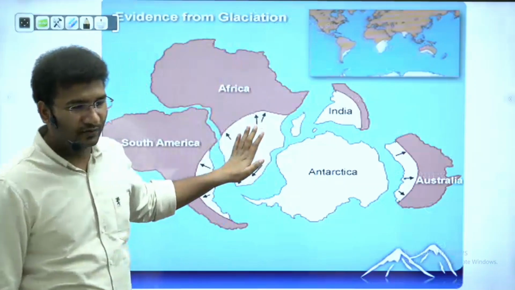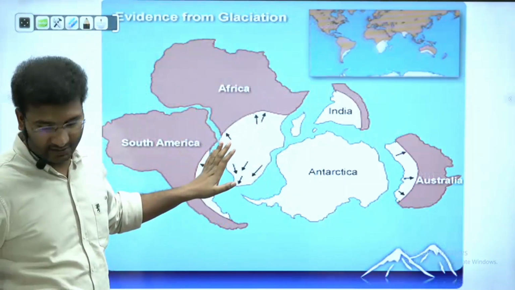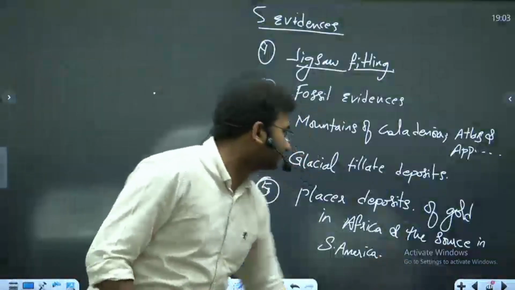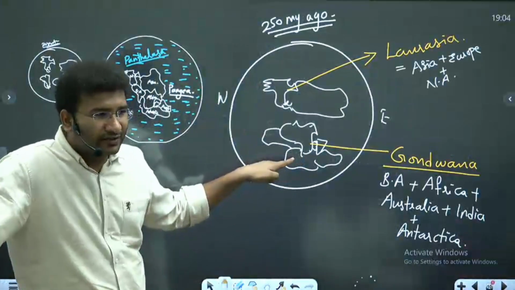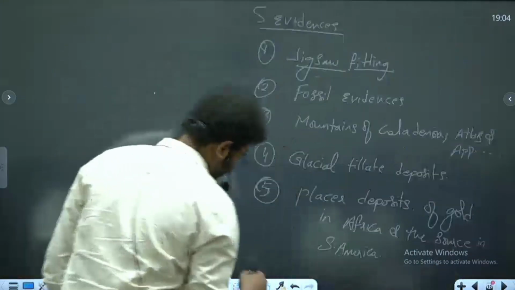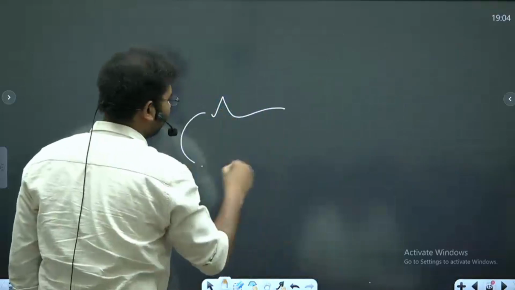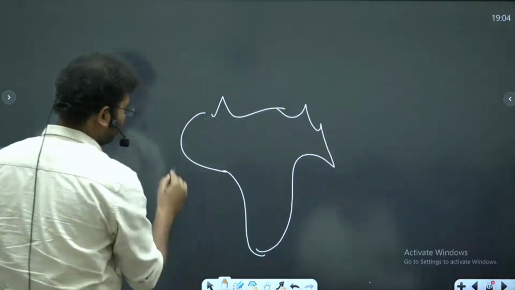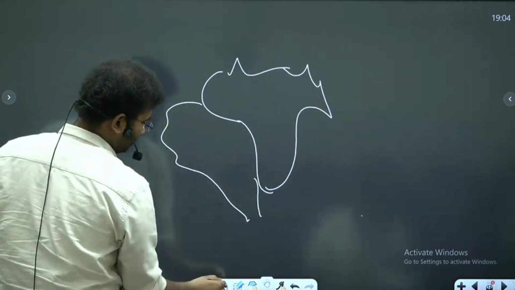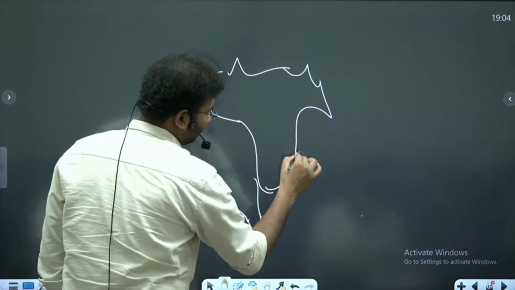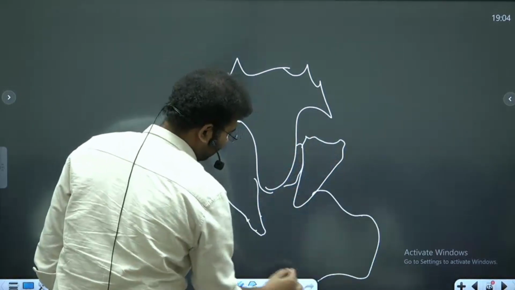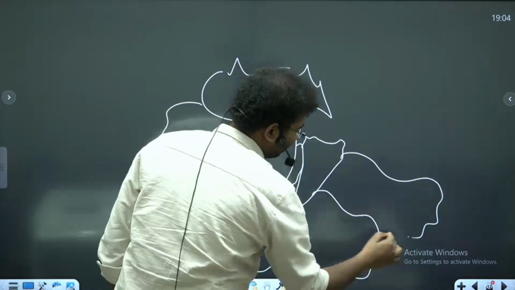See, much of the Gondwana land was under the cover of ice, right? It was fully covered with ice. That means the diagram which I have drawn here. Don't you think that most of these continents were covered with ice? So, the continents such as, if this is Africa and this is your South America, and this is your Madagascar, here is your India, so this is your Antarctica, and this is your Australia.